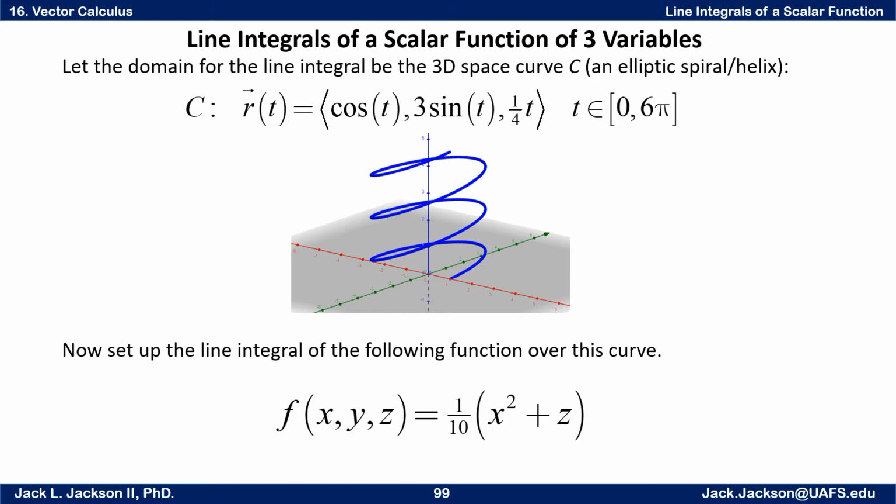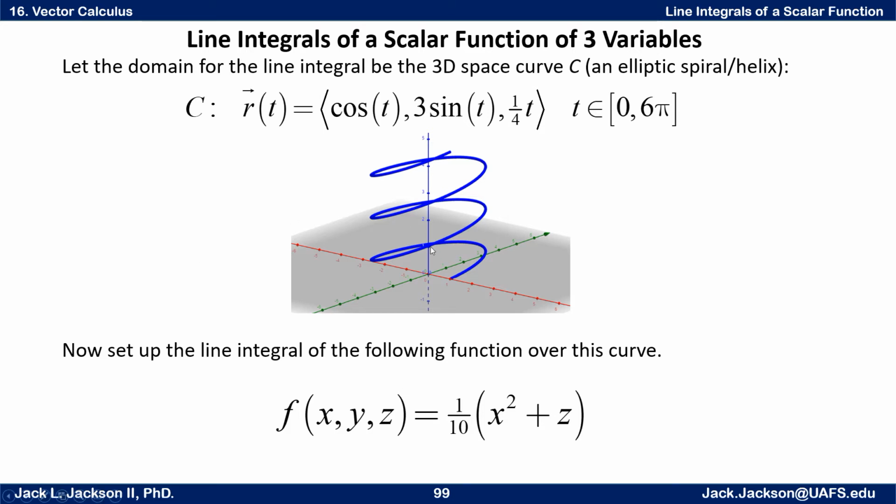If you look at this, if you just had cosine t, 3 sine of t in a plane, that would trace out an ellipse. And by going from 0 to 6 pi, we're tracing over that ellipse 3 times. But meanwhile, the z value is increasing from 0 to 1/4 of 6 pi, and so it's rising in height. So this gives us a spiral that's going around an elliptical cylinder.